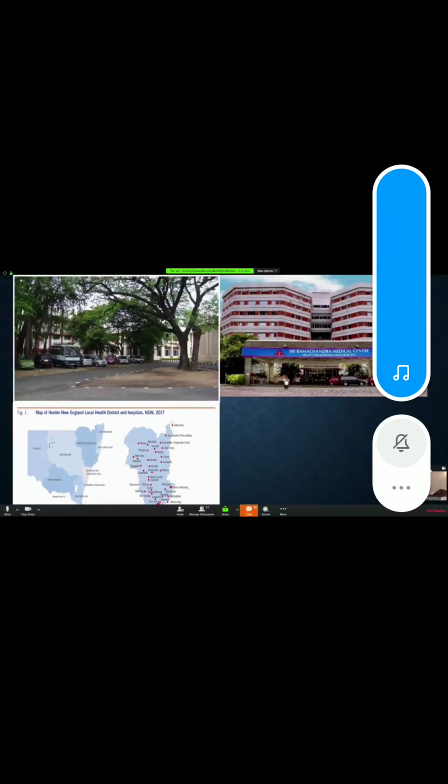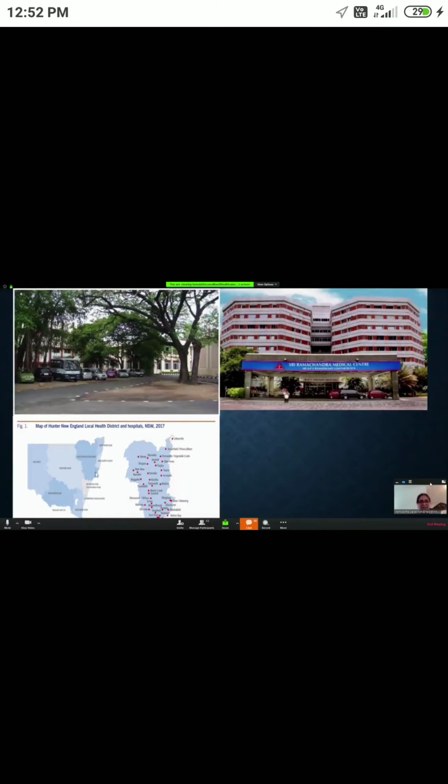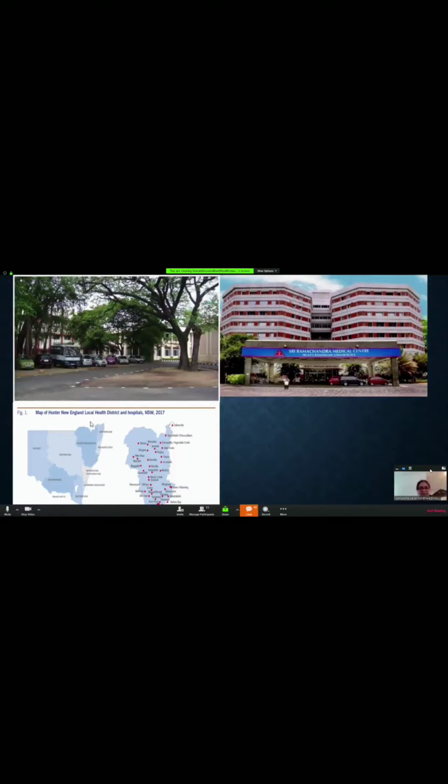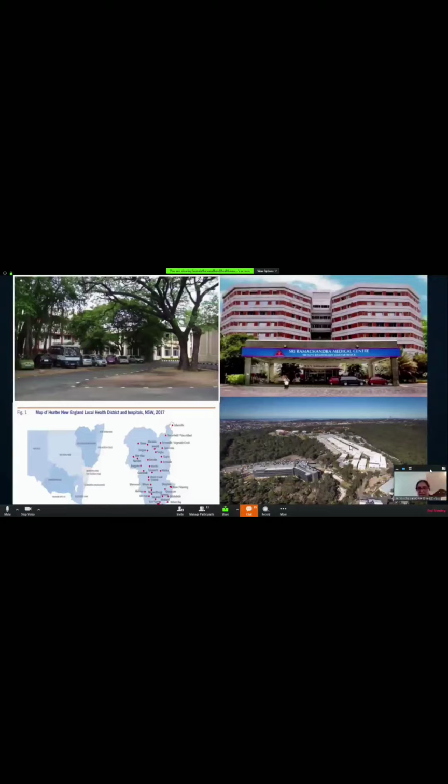So this is the map of New South Wales, and we serve a large area here in the northeast. And these are the number of hospitals we have. I have around 61 laboratories across the region. And this is where I am based, in the northeastern state, the hospital called John Hunter Hospital, with around 1,000 beds. And this is the research facility that I'm affiliated with.